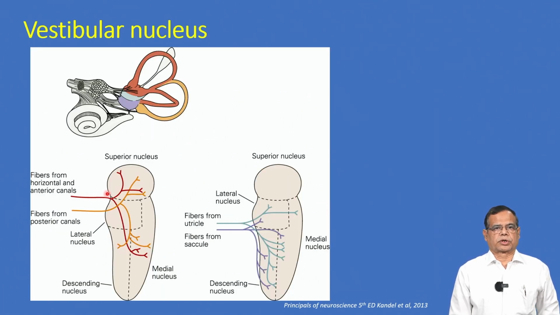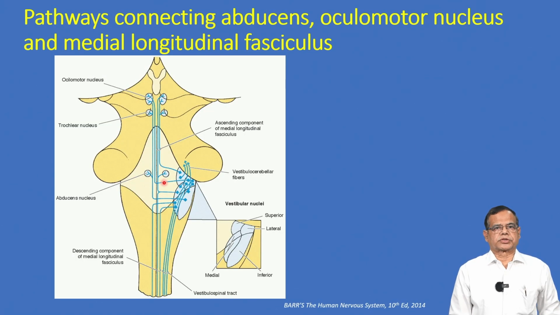The axons of the vestibular nerve, after entering the brainstem, relay into the vestibular nucleus, which has 4 components: superior, medial, lateral and inferior. The fibers from the semicircular canal relay into the superior nucleus and the medial nucleus. In the brainstem, there is a midline white fiber tract connecting the 3rd, 4th and 6th nerve nuclei, which supply the extraocular muscles.